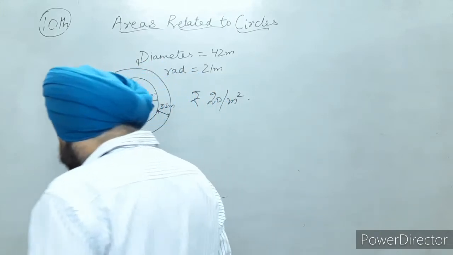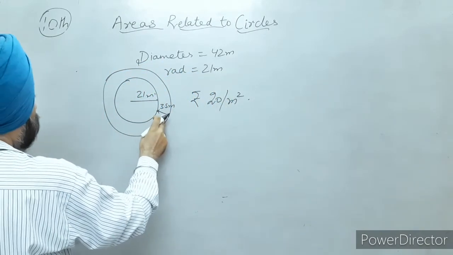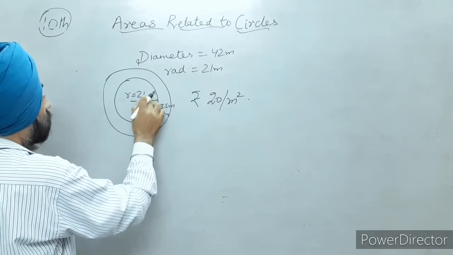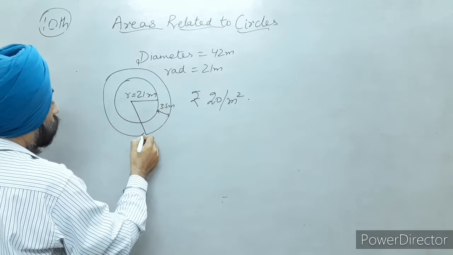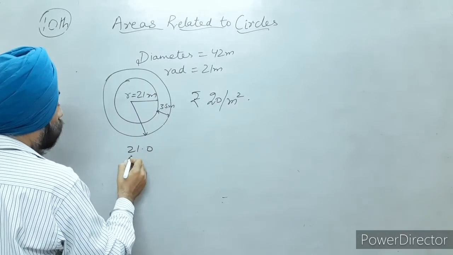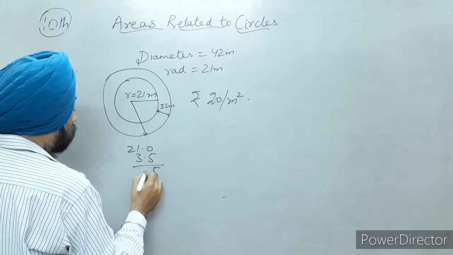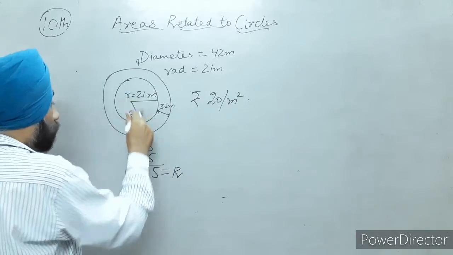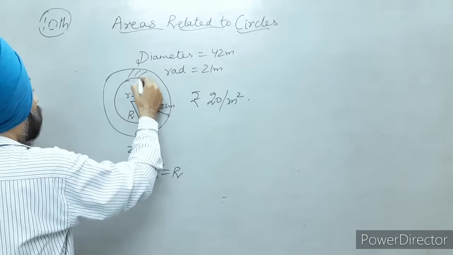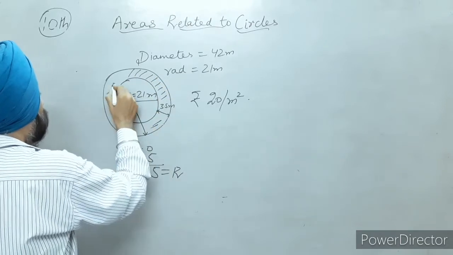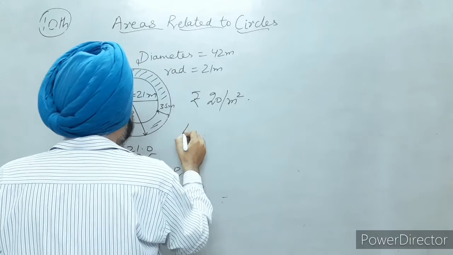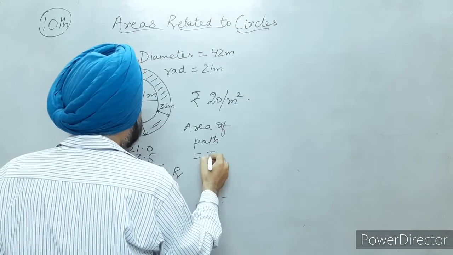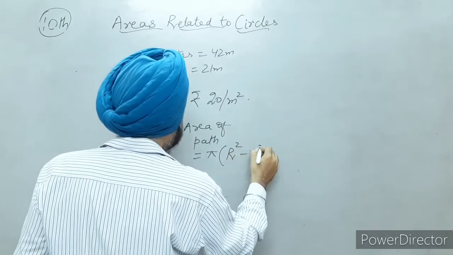Now, the radius is 21 meters, the width is 3.5 meters. Now look, this is the small radius, right? The outer radius will be 21.0 plus 3.5, which is 24.5, the capital R, that is the bigger outer radius. I need to find the area of this. Use the formula of the ring. So the area of the path is pi into capital R square minus r square.